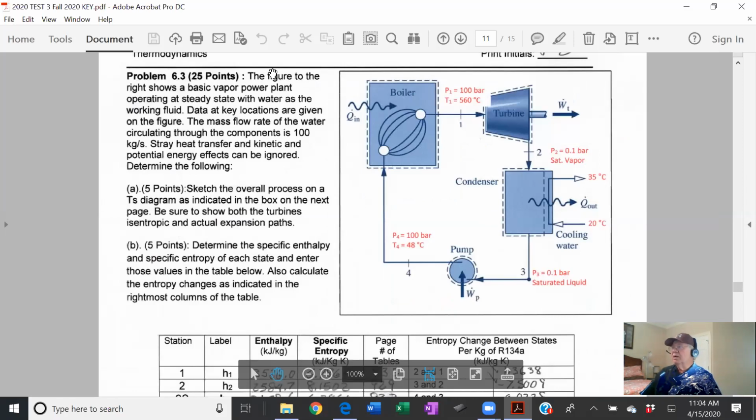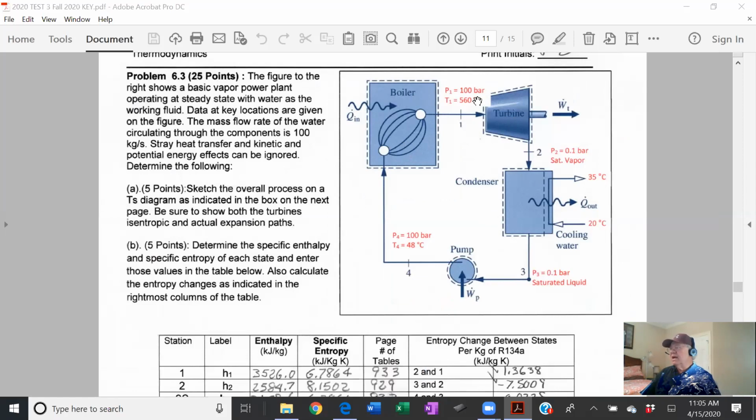So we have a boiler here. Let me make sure you can see this. Yep, you're looking at it. So we have a boiler here, and the steam comes into the turbine at 100 bar and 560 degrees. That's actual. You can look that enthalpy up directly.